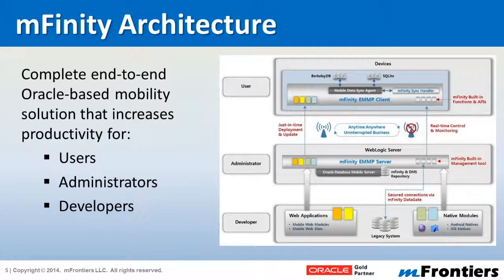mFinity has two components. The server side of mFinity is an administrative console that runs under Oracle WebLogic Server 12c and is integrated with Oracle Database Mobile Server 11g. The mobile device component of mFinity is a smart container box for mobile apps and data that's integrated with the Database Mobile Server Sync Agent and uses Oracle Berkeley DB or SQLite for the mobile database.